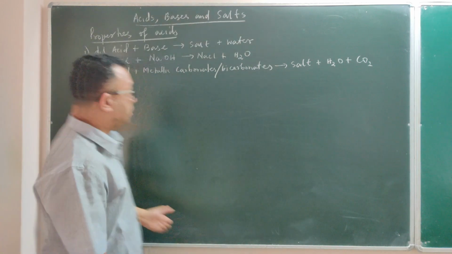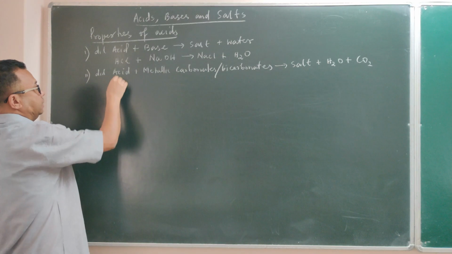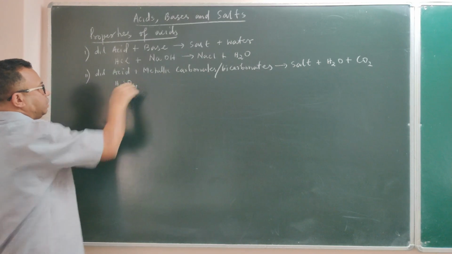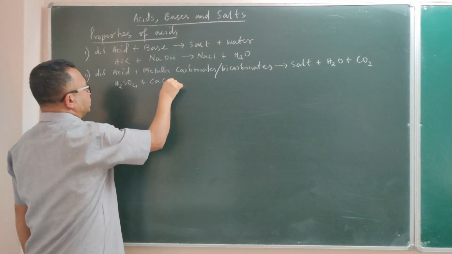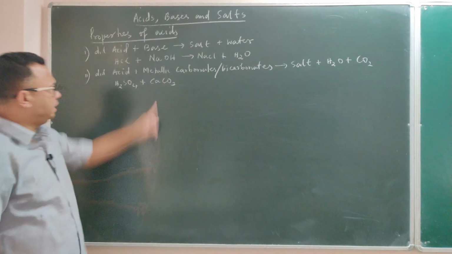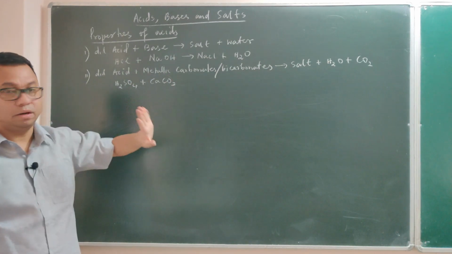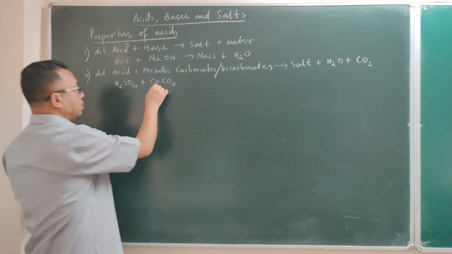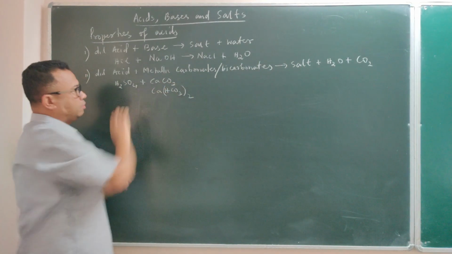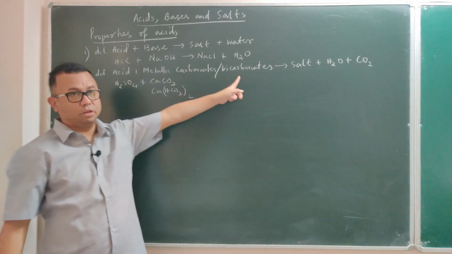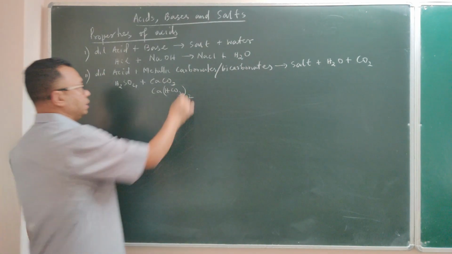Okay, let's take one example then. Let me take one metallic carbonate and one acid. Let me take sulfuric acid. This is dilute sulfuric acid. If I react it with one carbonate, let's take calcium carbonate. Any metal you can take, calcium, magnesium, aluminum, whatever you like, any carbonate. Or if you like, you can write bicarbonate here also, calcium bicarbonate. Instead of carbonate, you can write bicarbonate, because whether it is a bicarbonate or a carbonate, the same reaction will take place.